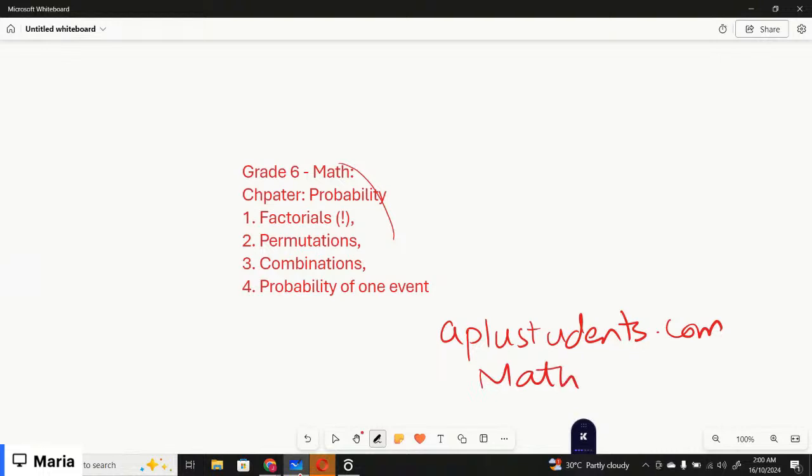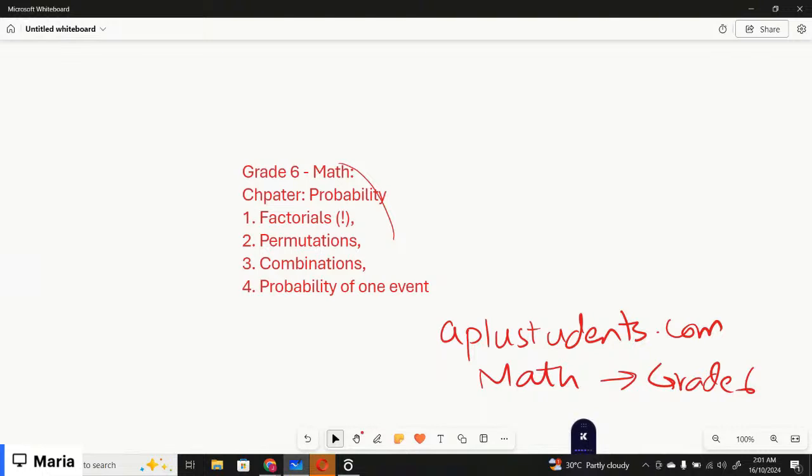Then you have to select math from the subject tab. Scroll down to grade 6 math and then click on view all lessons. There you can find the list of the chapters. We're going to start with the chapter probability.